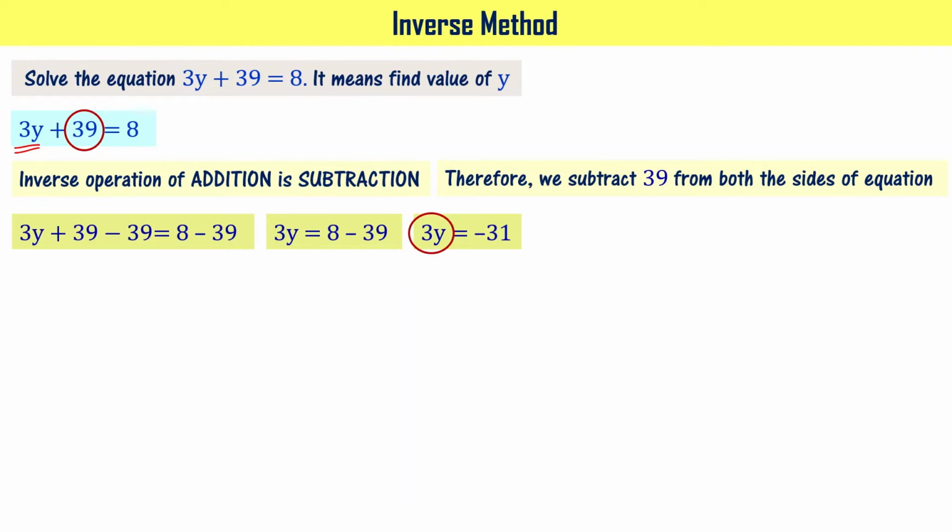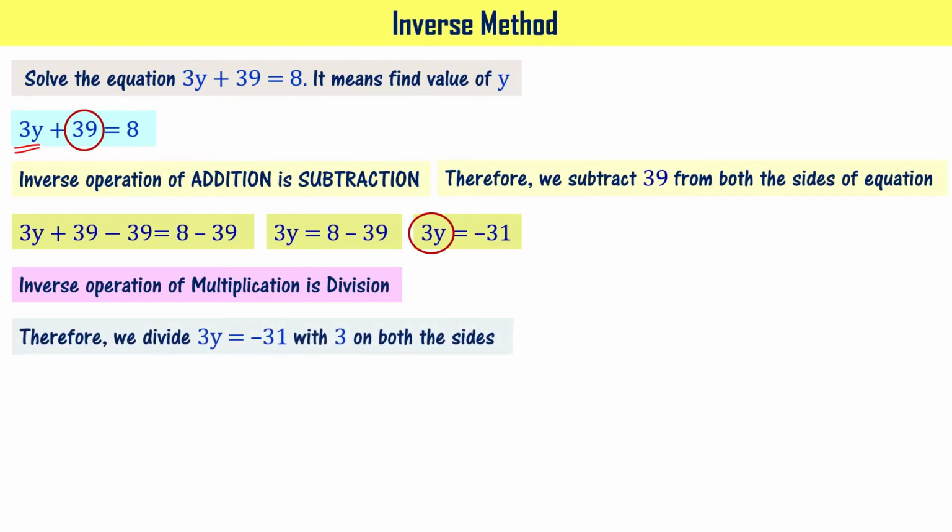Now you observe this: 3y equal to minus 31. When you observe 3y, 3 is multiplying y, right? And we know the inverse operation of multiplication is division, right? Since 3 is multiplying y, what I said is let's divide both the sides of this particular equation by number 3.